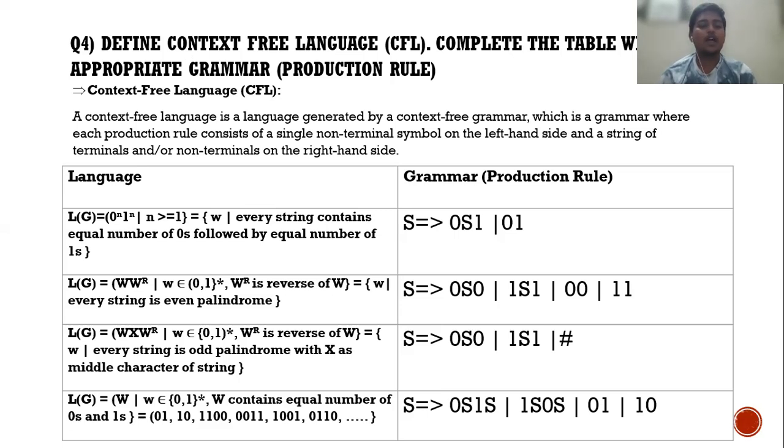Here are some languages and their grammars. For the first language, its grammar is S denotes 0S1 or 01. For the second, the grammar is S denotes 0S0 or 1S1 or 0011. For the third one, S denotes 0S0 or 1S1 or epsilon or star. For the last, it's denoted as 0S1S or 1S0S or 01 or 10. Let's jump to the next.